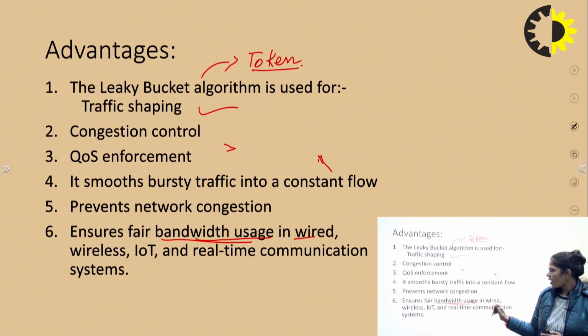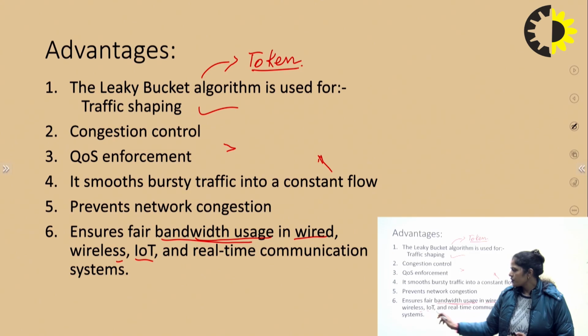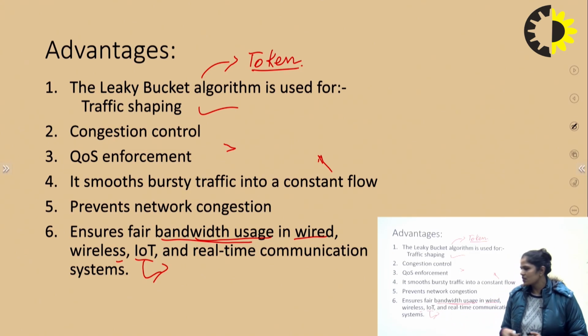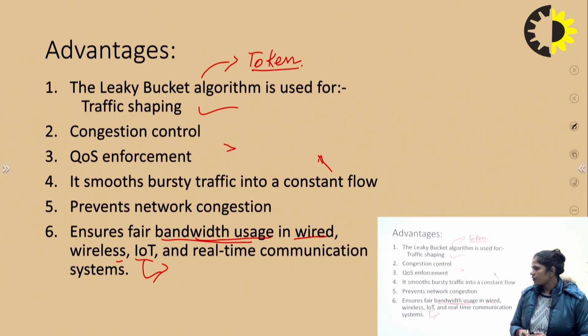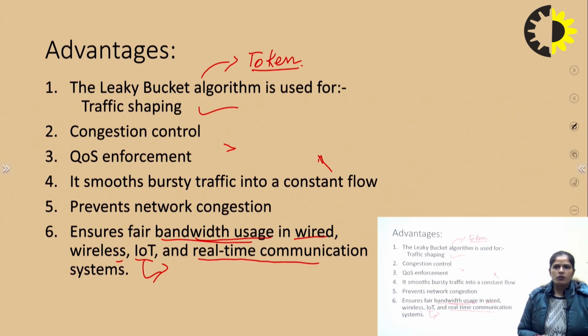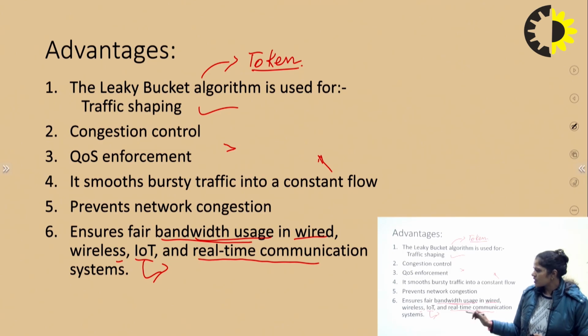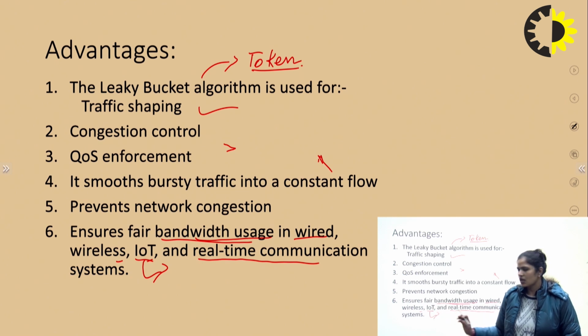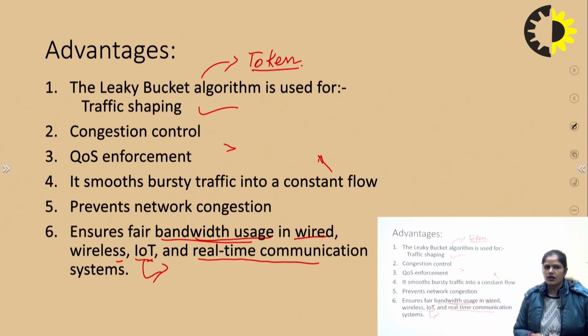participants in wired or wireless networks, or you can say in IoT. That means in IoT we have lots of devices, the Internet of Things, and real-time communication systems. So basically it is most widely used in various application areas. It may be considered in wired network areas, IoT, Internet of Things, and real-time communication systems. So basically this is the topic of leaky bucket, and I hope you will understand it better, and thank you so much.